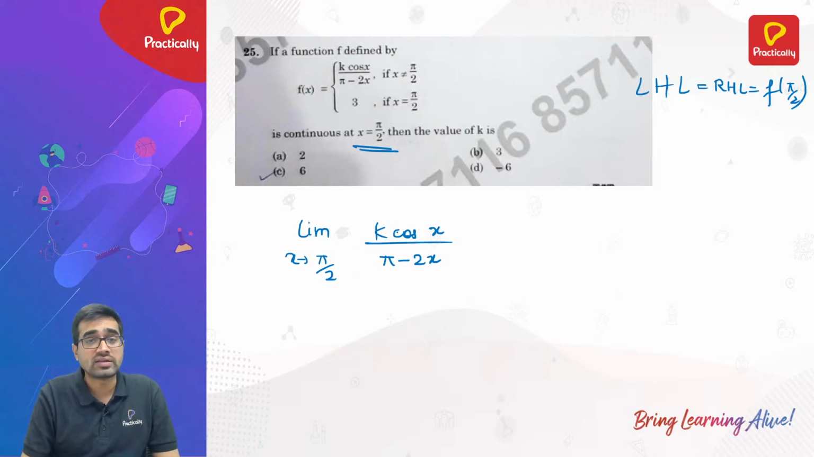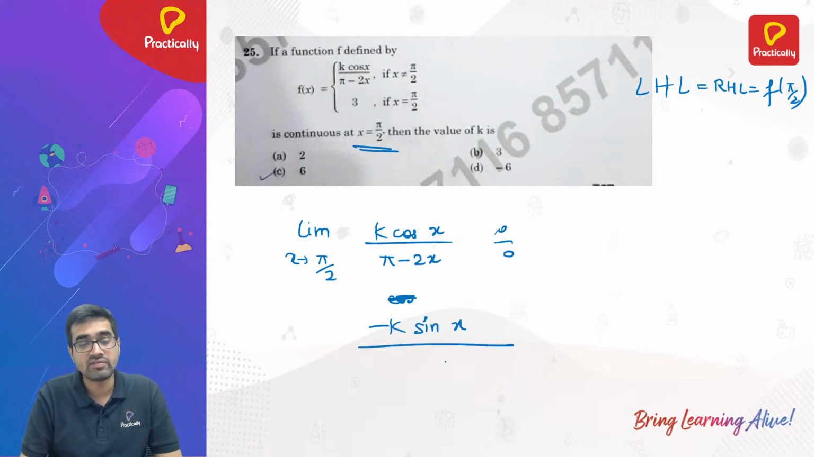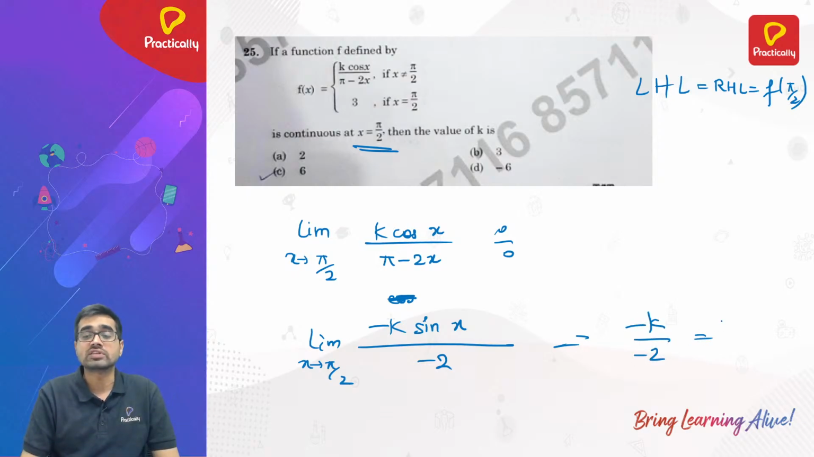So now you know that this is continuous. So cos of 90 is 0 and this is also pi minus pi. So 0 by 0 is forming L'Hospital's rule. So just differentiate it. So k sin x with negative and this will be minus 2. And the limit we are going to put now is pi by 2. Put pi by 2, sin 90 is 1. What is left? Minus k by minus 2, which is nothing but k by 2.